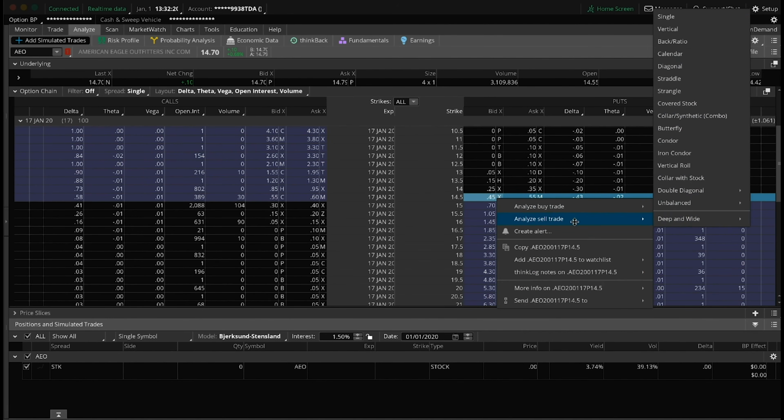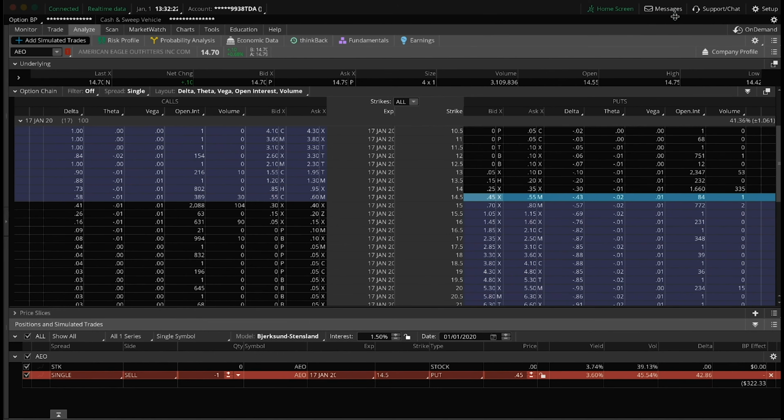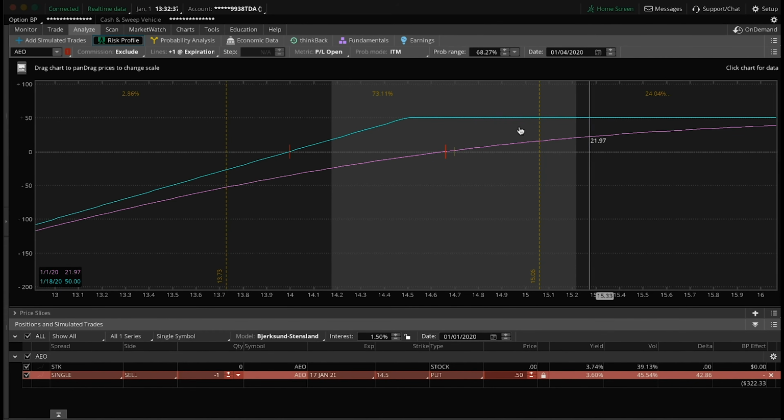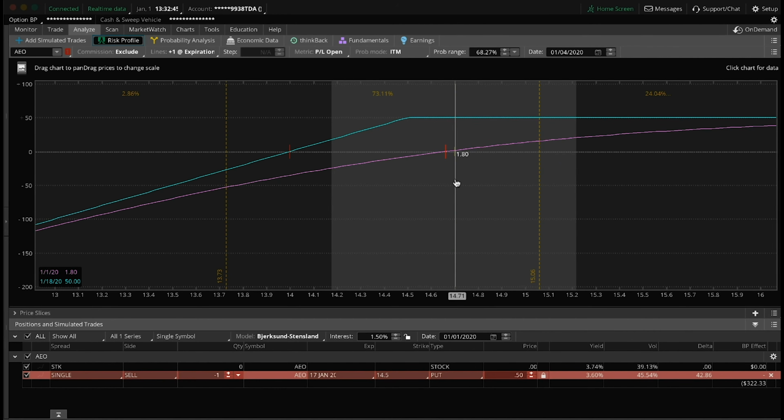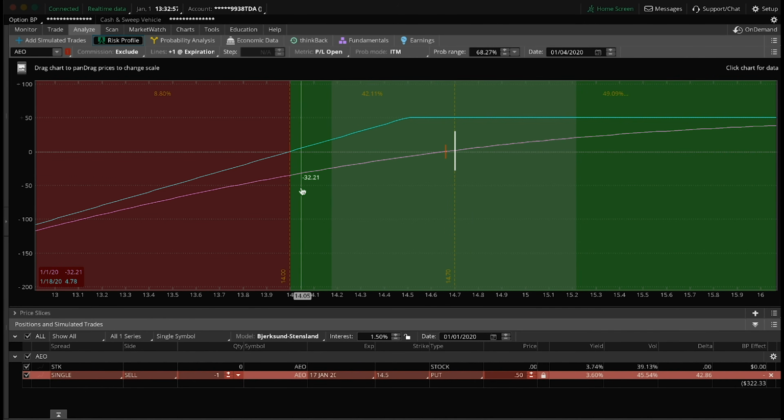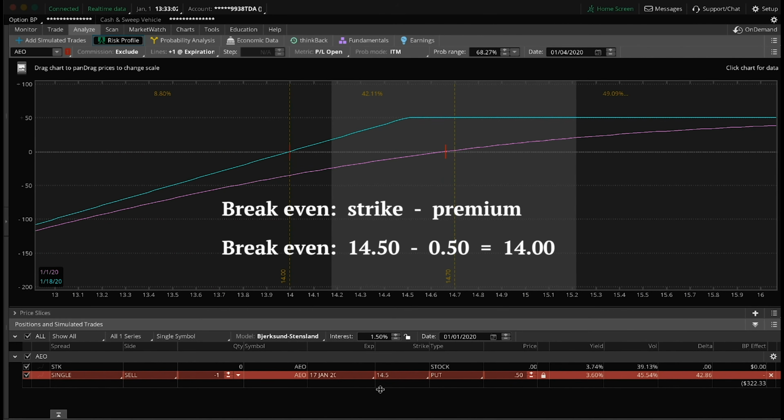I'm going to sell to open a single short put option, and I'll just adjust it for the mid price, around 50 cents. Now the familiar risk profile of the short put, they all look like this. This turquoise line is the risk profile at expiration. We've got today's price right around that hash mark, right there, and then the break-even point at expiration down there at 14. The break-even point, remember, is always going to be below the current price. Very easy to calculate. You just take the strike price of $14.50 and subtract the premium that we bring in as a credit of 50 cents. That brings the break-even to 14.